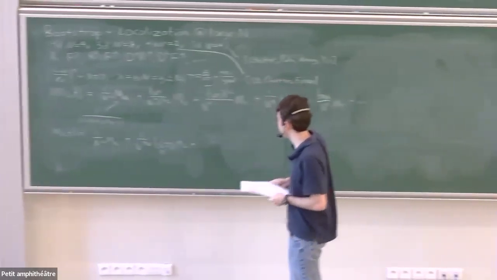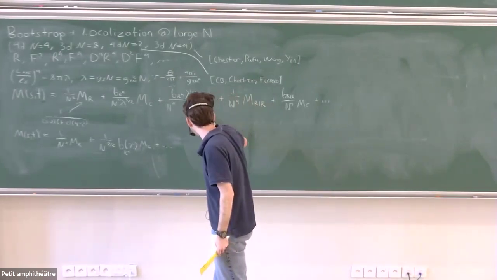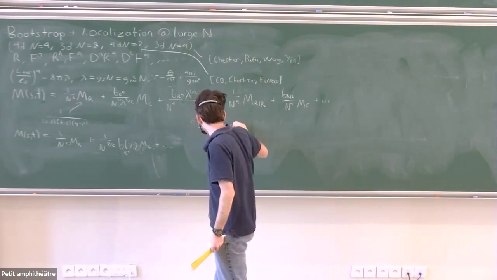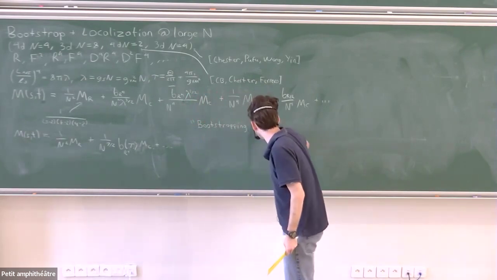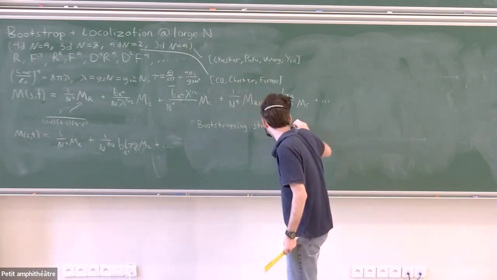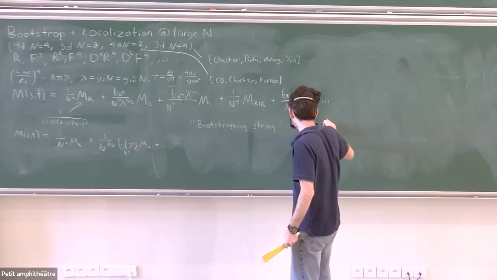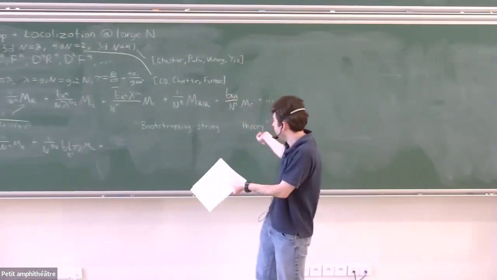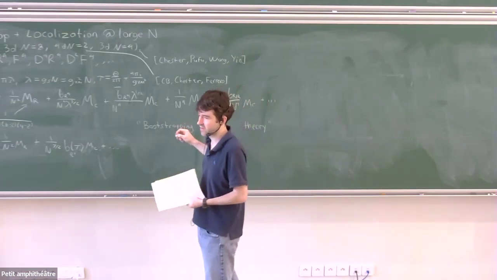Now, going through this procedure has been given a name, which some people like and some people don't. And that name is bootstrapping string theory. And you could say this name is applicable whenever you're dealing with a theory that has a marginal coupling that can be put to 0.